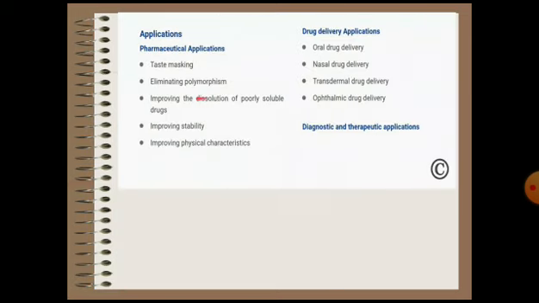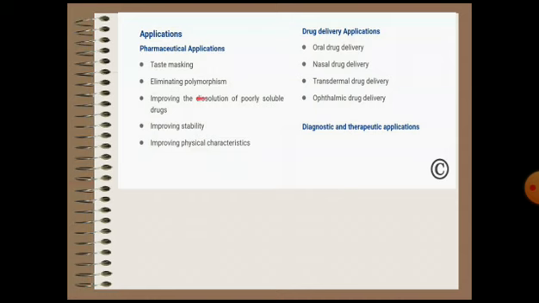So next, last is application. So what are the applications? Mainly in the pharmaceutical industry we are using this ion exchange resin complex for taste masking. Okay, if a very bad taste is there, we go for this technique, taste masking. For example, we have Indion, which is one type of ion exchange resin. Indion we are using for taste masking, eliminating polymorphism, improving the dissolution of poorly soluble drugs, improving stability, and improving physical characteristics.